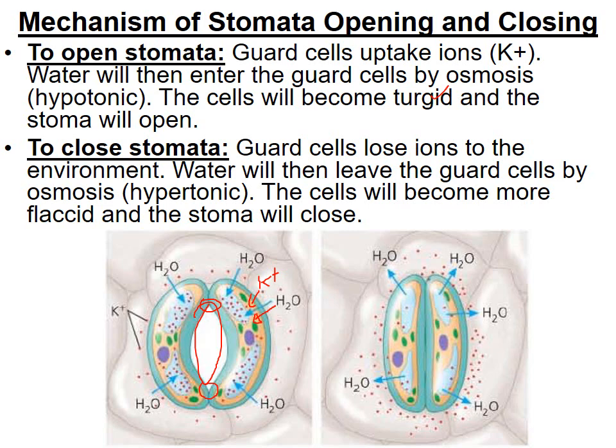Now, if the opposite happens, where you want to close the stoma, potassium ions leave and water follows by osmosis. And so the guard cells shrivel up and just kind of collapse over each other, and that closes the stoma region. So again, here we can see some other examples of transport happening, and we see our examples of hypertonic and hypotonic, which we discussed in the diversity unit.